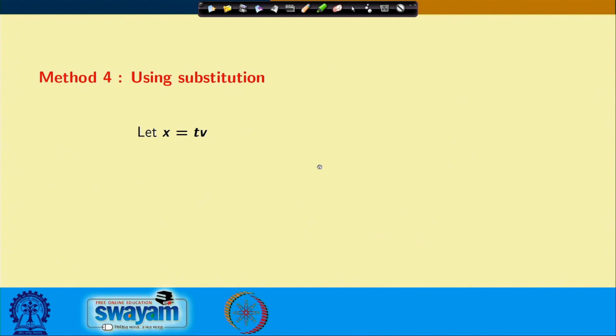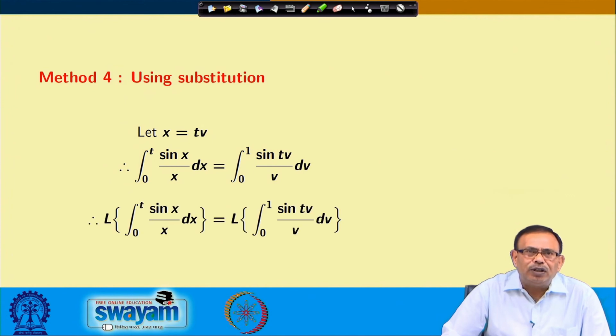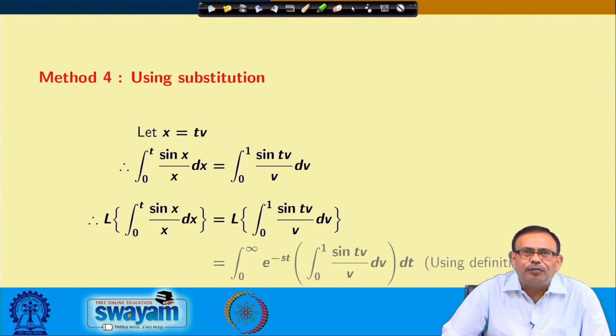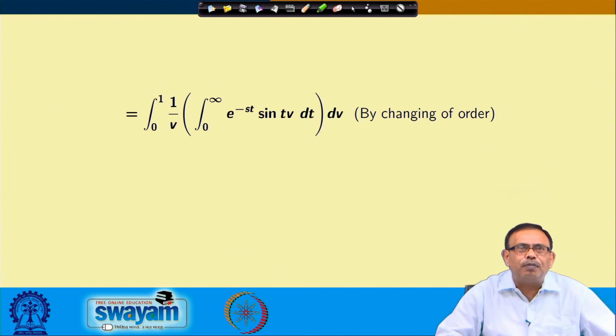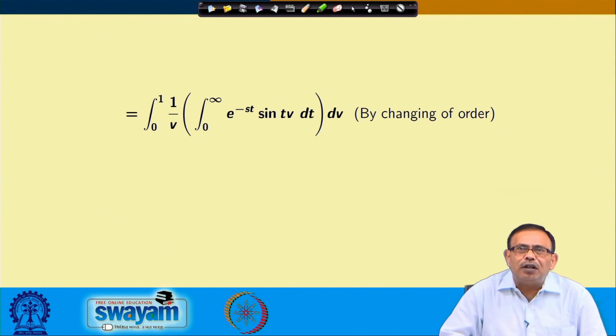Let x equal t v. So, integral 0 to t sin x dx can be written as integral 0 to 1 of sin(t v) by v into dv. Once I write this, taking Laplace transform on both sides and using the definition of Laplace transform, I can write integral 0 to infinity e power minus s t into integral 0 to 1 sin(t v) by v dv into dt. I can change the order of the integration, so I can interchange dv and dt.